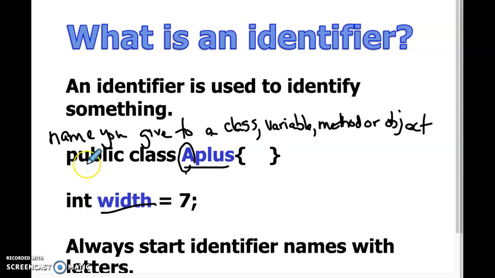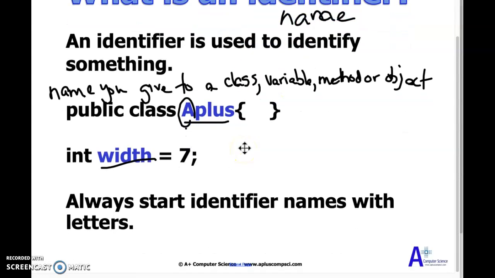So identifiers, when I say your identifier is wrong or spelled incorrectly, I'm literally talking about the name. An identifier is just a name we give something. But there are rules to identifiers. The first rule is they must always start with a letter. I guess you could start with an underscore, but starting with letters is the best thing.